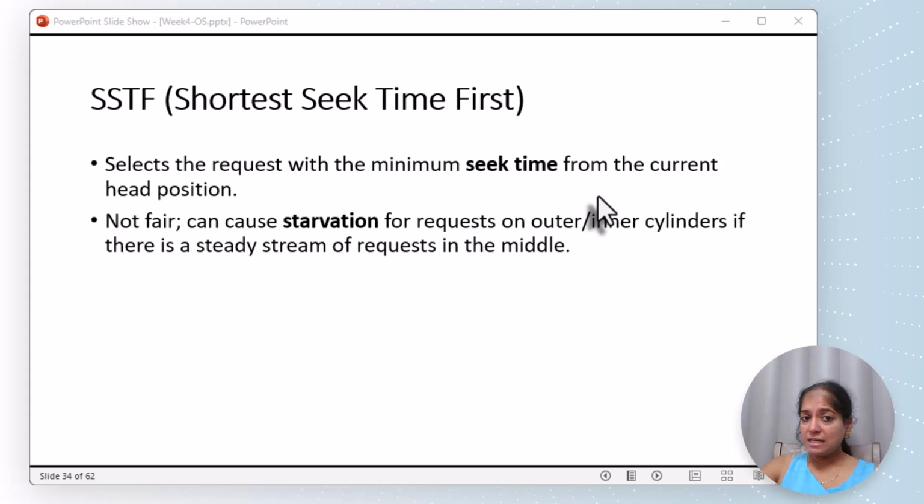Then the next algorithm which we use is SSTF, which stands for shortest seek time first. It picks the nearest request first. So its average time is good, but it may have the possibility of starvation. Like the cylinders which are far away, and you are always getting requests for nearby locations. So the starvation will be there for the blocks which are far away.